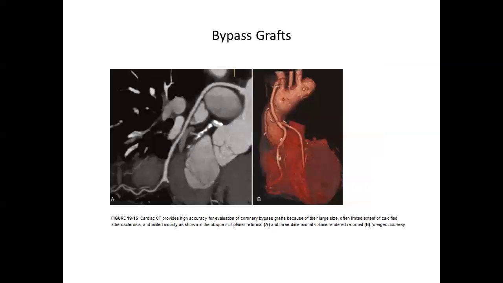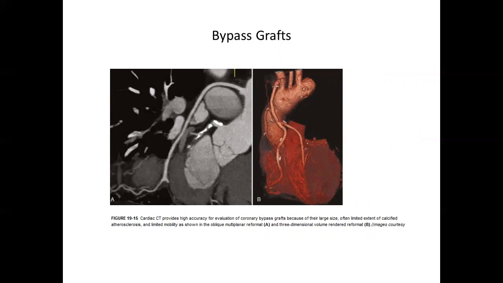So Justin was asking about bypass grafts. Actually, it works pretty well, especially in the immediate post-op period, when you don't want to cath them. So when would I get it on bypass? If I don't care about the native vessels, if I know the natives are occluded, and all I want to know is whether the grafts are patent or not, and I don't care about the distal LAD and stuff, I just want to see if the LIMA is open.